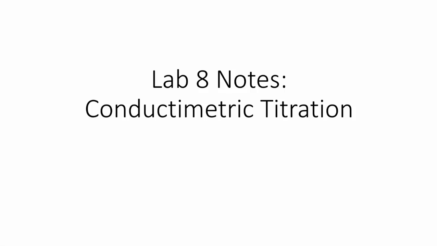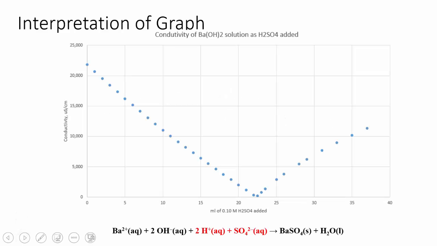All right, so this video is going to talk about Lab 8, which is the conductimetric titration we did in class last week. And when you make your graph, you should find it looks a little bit like this. It's going to look like a V, when you're looking at the conductivity of your mixture throughout the course of the reaction. And you can see underneath here, I have the net ionic equation written out, and this is on your lab handout as well.